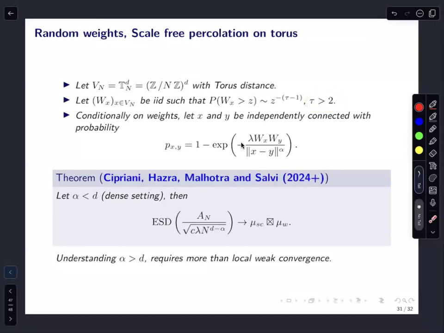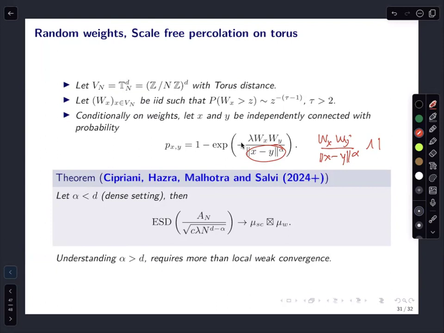So having finite mean. And conditionally on these weights, I assume that they are connected by 1 minus exponential of minus wx wy divided by the distance. This is the geometric factor which plays a crucial role, norm of x minus y to the power alpha. You could also take, for example, wx wy divided by norm of x minus y to the power alpha, minimum 1. There are more forms of this, but the important part is that the distance between x and y also comes in.